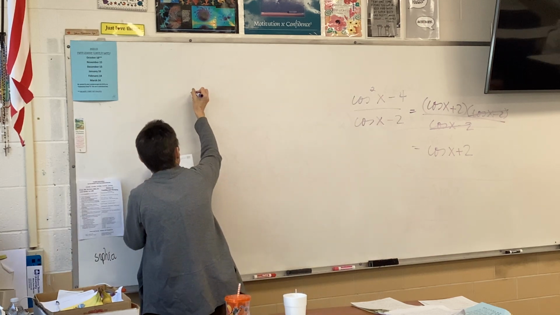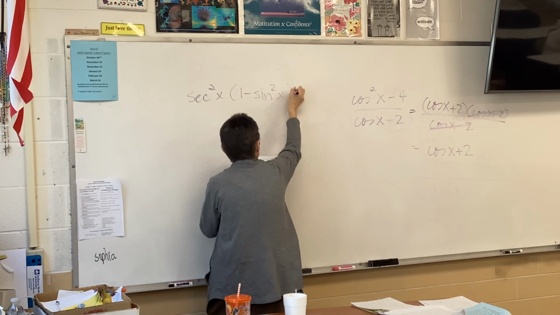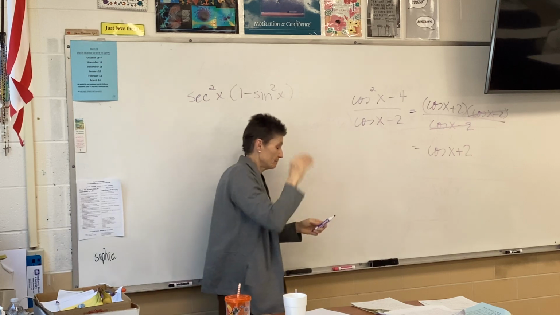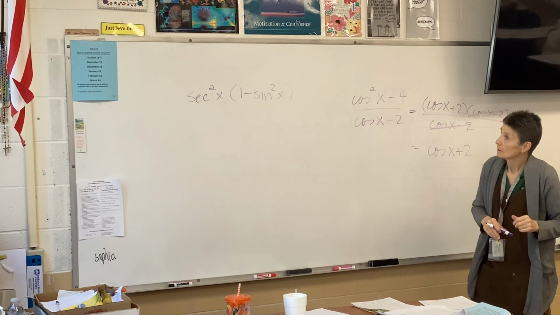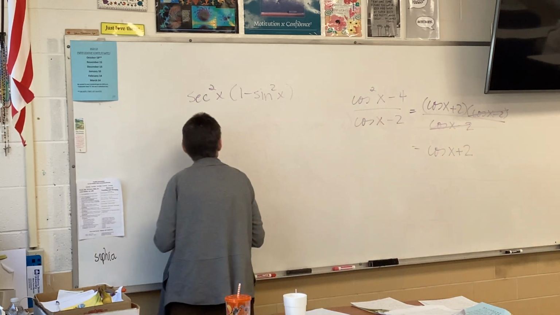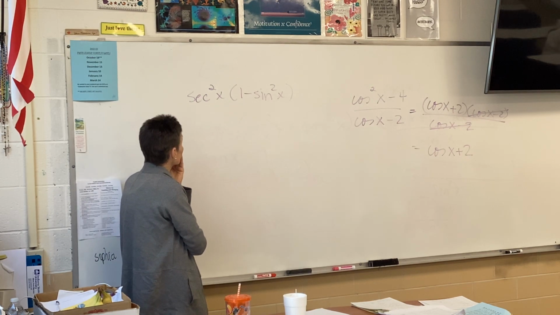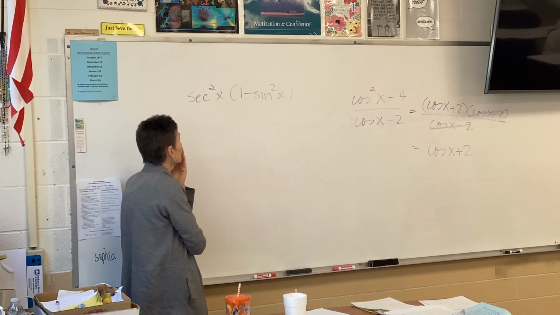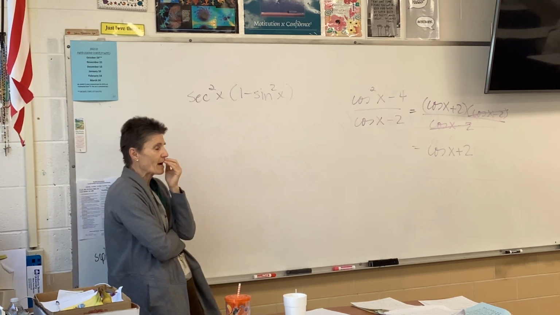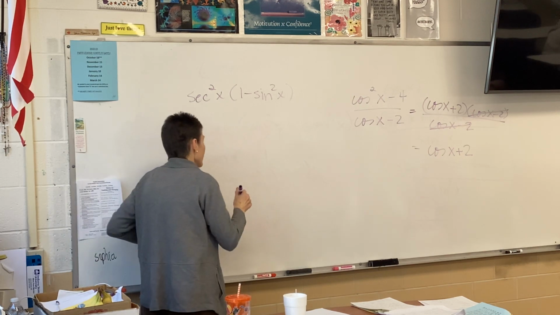All right, let's look at number 13. Tell me what you think. Change secant squared to tangent. Secant squared is 1 plus tangent squared. It is. What am I going to do then? If I do that, what would I do then? I could FOIL. Okay, I'll go with it.